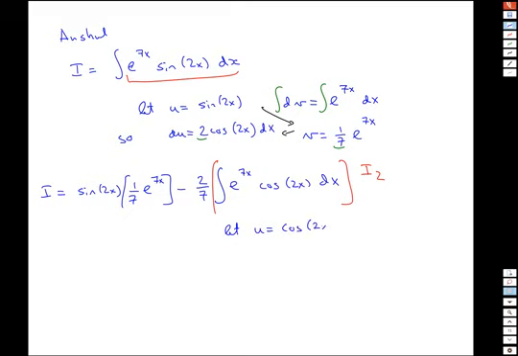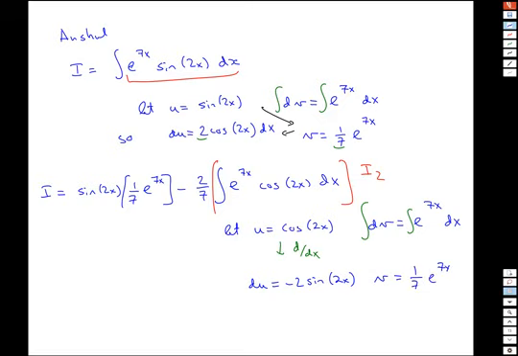assignment. So we made our trig function u last time. Let's make the trig function u again. And we make our exponential the dv part, and the dx. We integrate that. We differentiate this with respect to x. And we get ourselves a -2 sine of 2x. And over here, we get a 1/7 e to the 7x again. And we cross multiply, and it's all good.